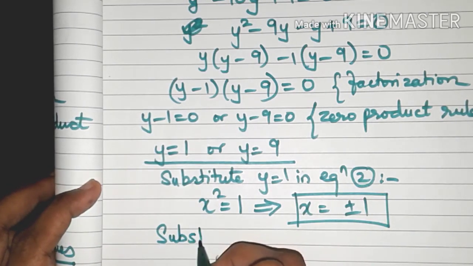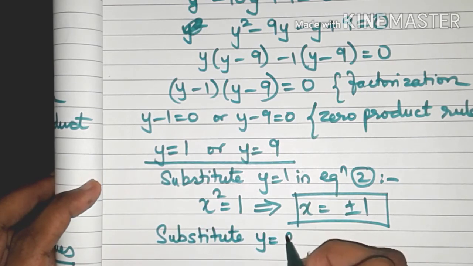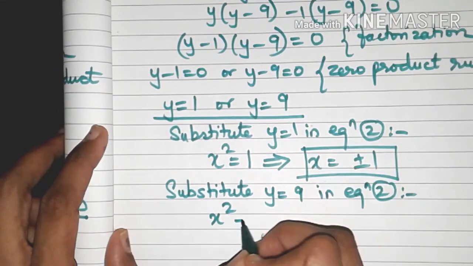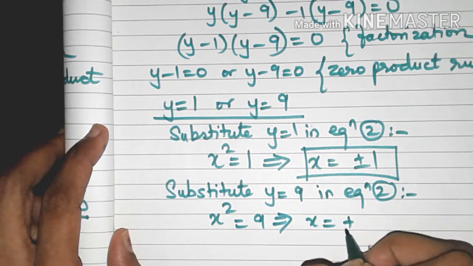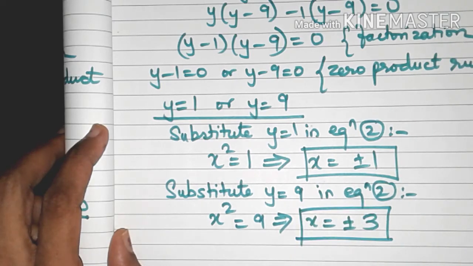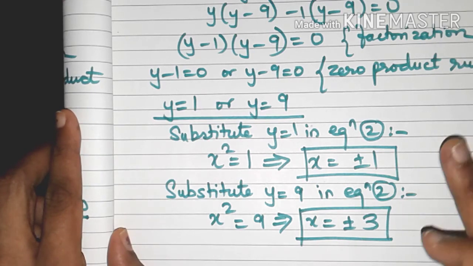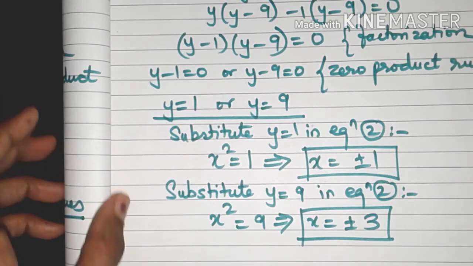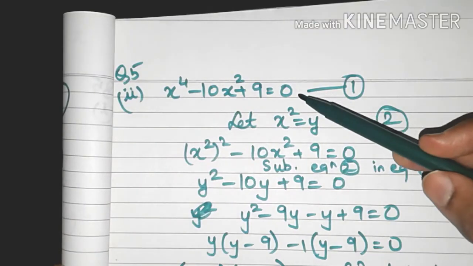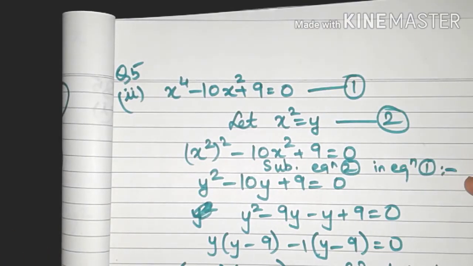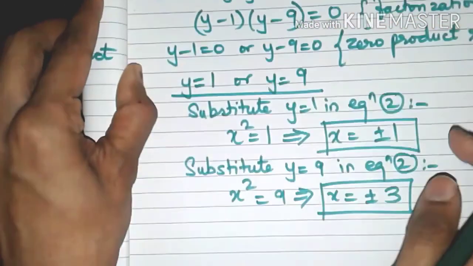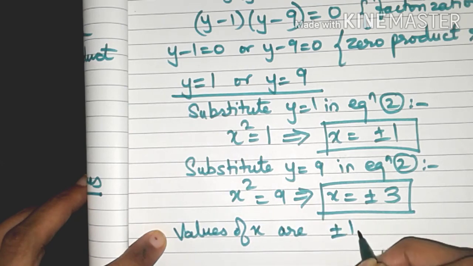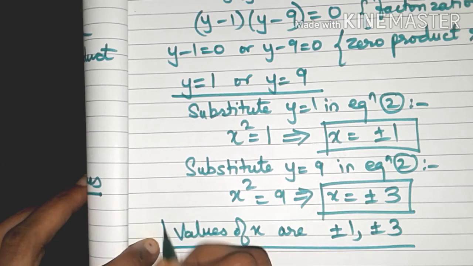Now there is another value of y which we need to substitute. So substitute y equal to 9 in equation 2. So x square is equal to 9. x is plus or minus 3. Is it not, friends? Did you see how many values of x we got? Plus or minus 1 and plus or minus 3. Means we got 4 values of x. Why is that so? Because the power of this equation is 4. We have the scope to get a maximum of 4 values of x. So let's write that down. Values of x are plus or minus 1, plus or minus 3. This is the final answer.